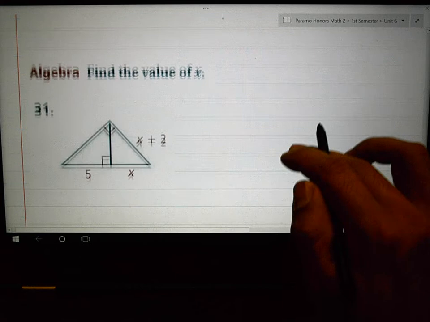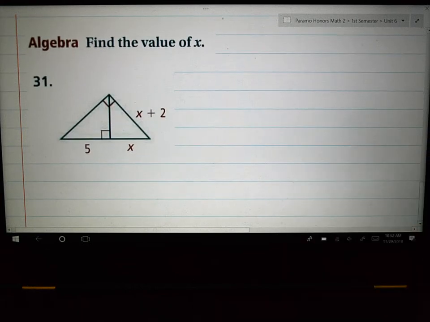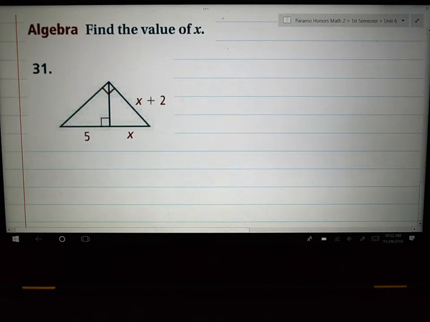And the last one, a perfect honors Math 2 level question, number 31. I love this question because the answer is not very apparent and you have to have a lot of algebra skills to do it. Number 31, find the value of x. Number 31 is a little bit harder to see.